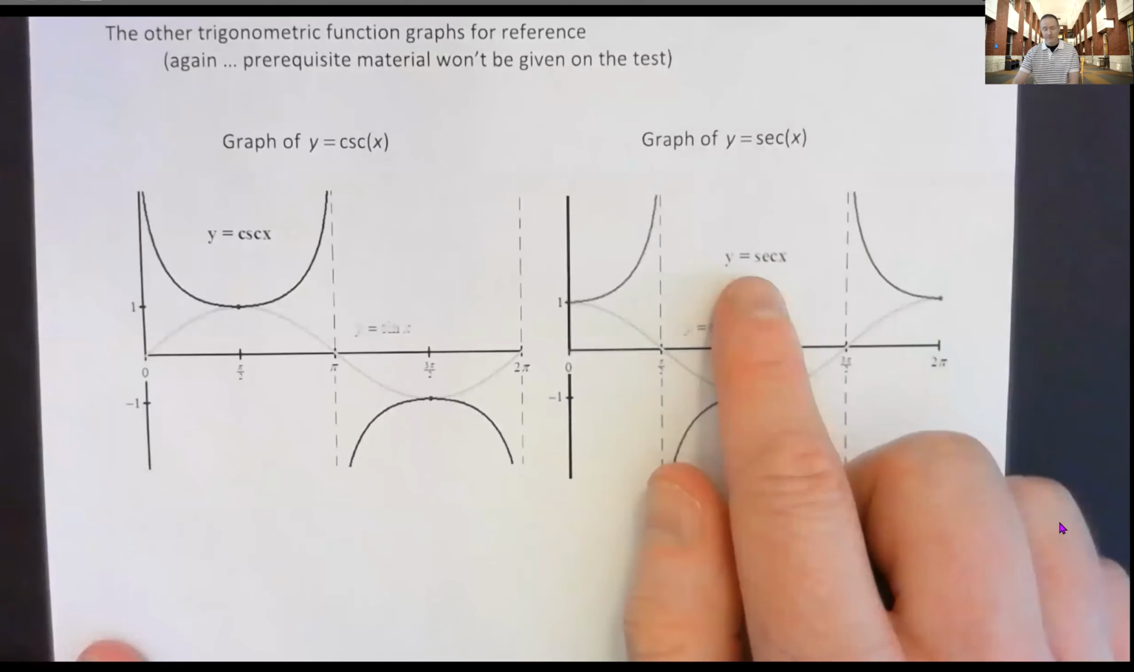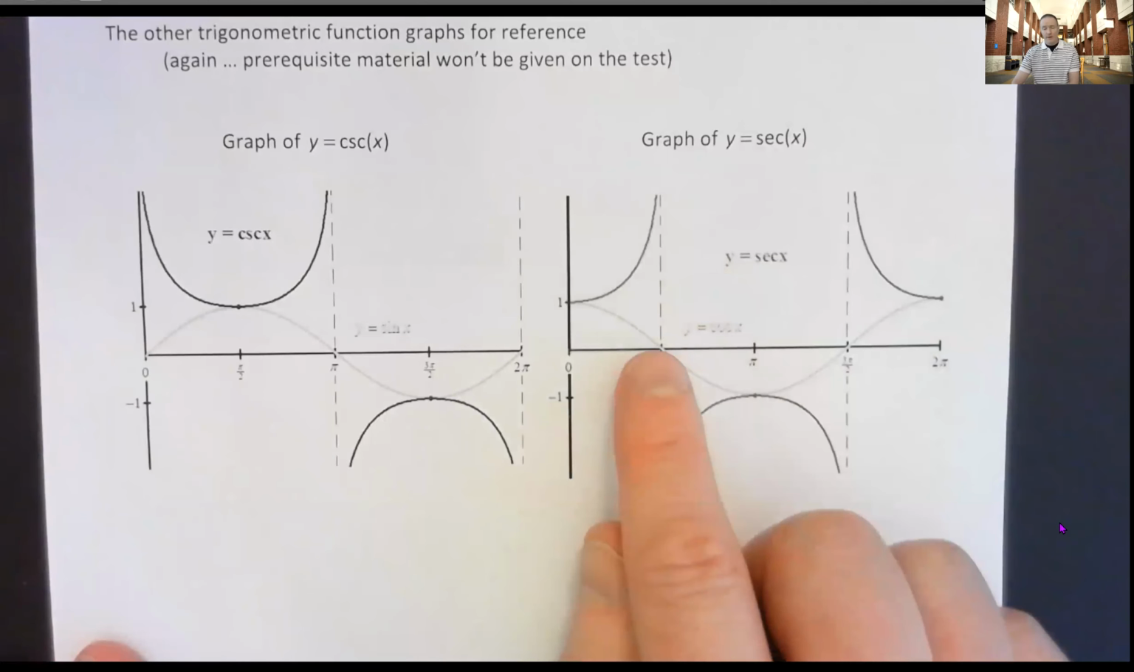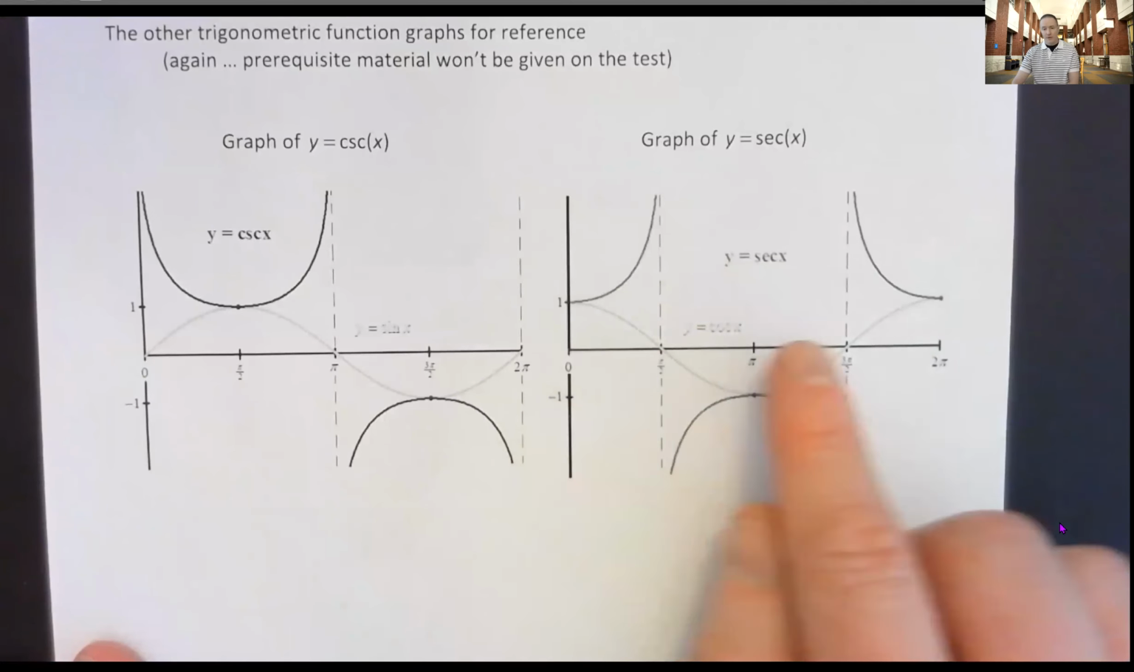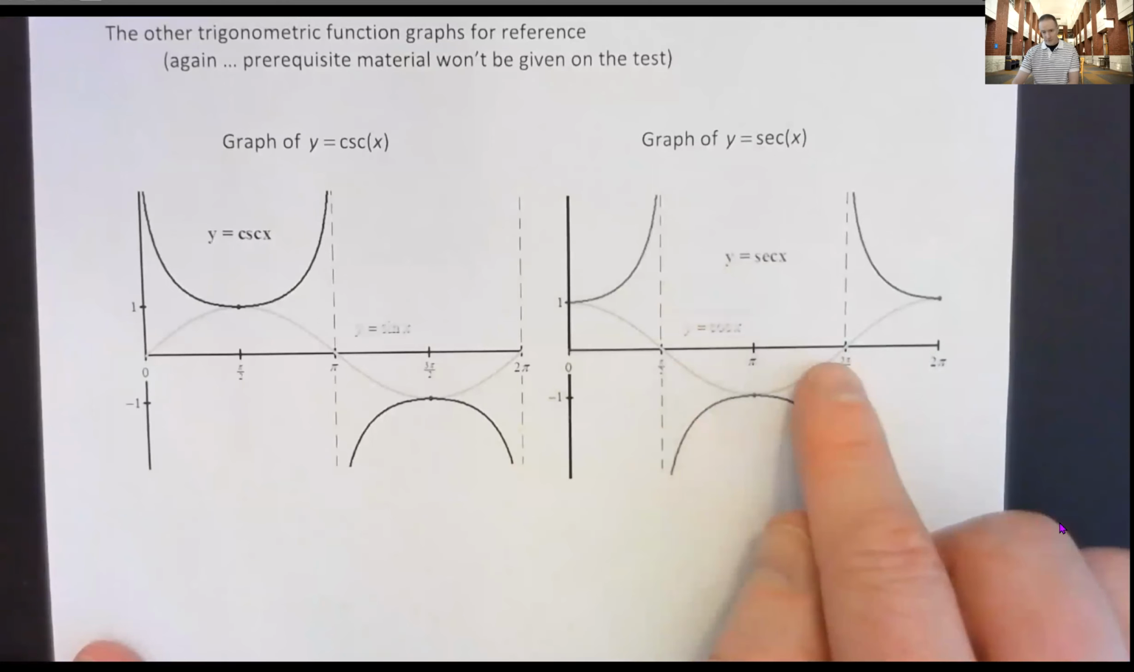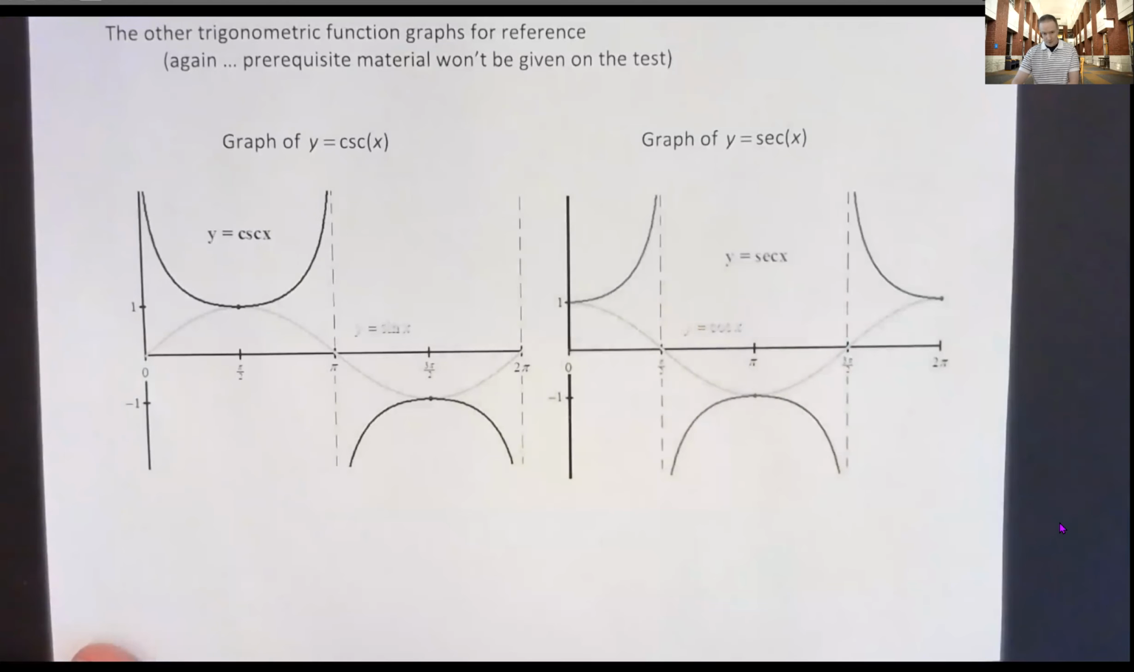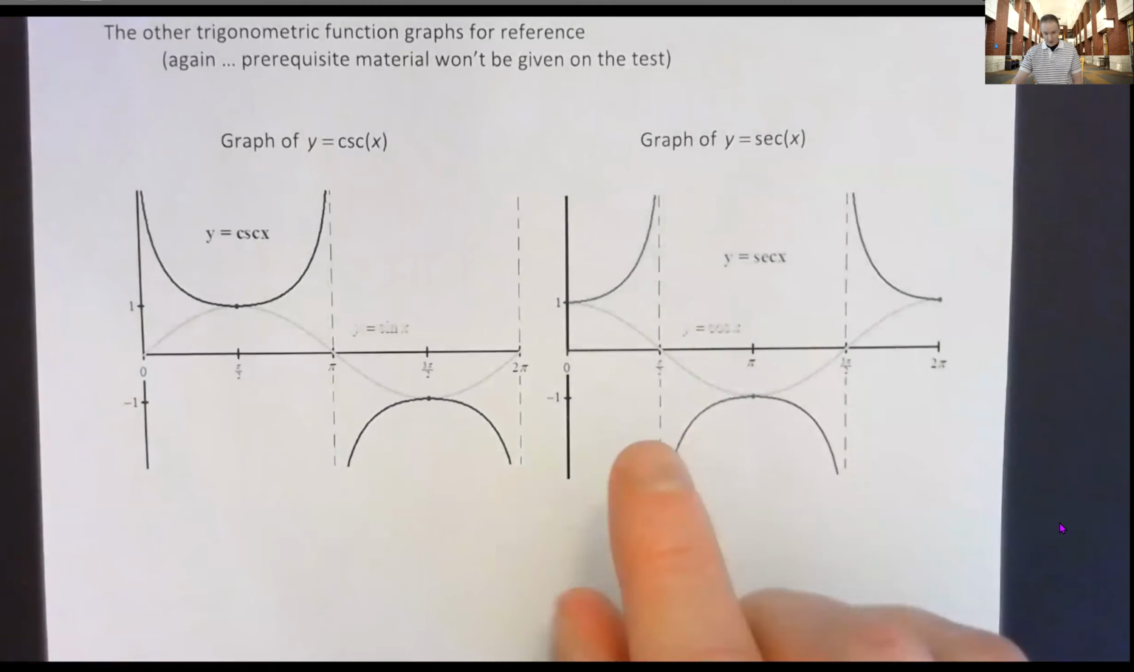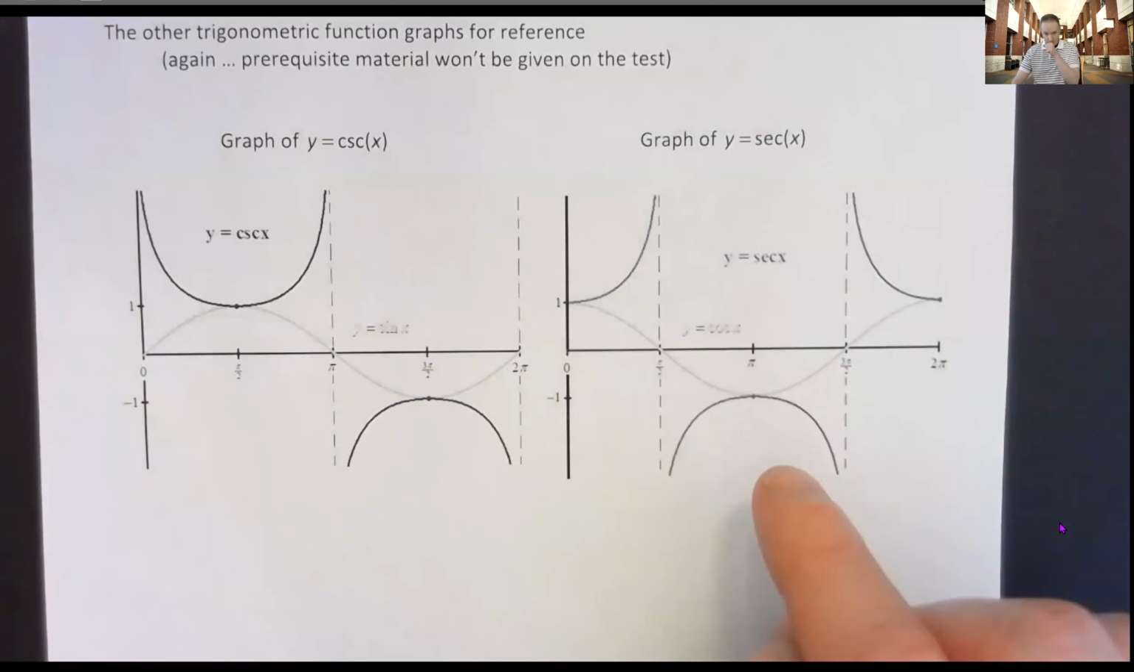Similar for the secant function, you can say, well, we know that the secant function is going to have vertical asymptotes at pi over 2, 3 pi over 2, 5 pi over 2, and so forth, because the cosine function is 0 there.